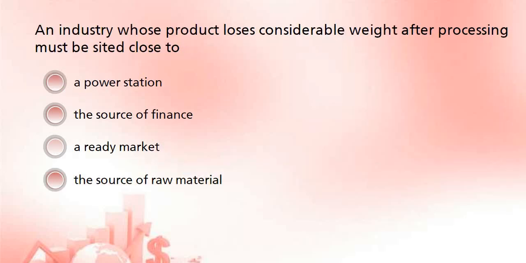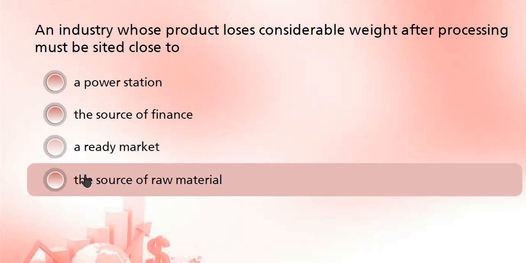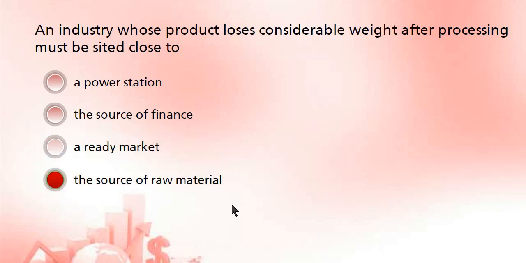Question 28. This question says, an industry whose product loses considerable weight after processing must be sited close to A. Power station, B. The source of finance, C. A ready market, D. The source of raw material, which is obviously the answer. Okay, so this is common sense. An industry whose product loses considerable weight after processing must be sited close to the source of raw materials in order to avoid unnecessary costs of transporting heavy raw materials.